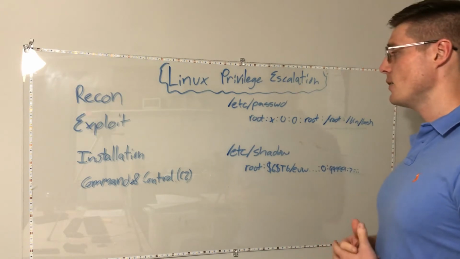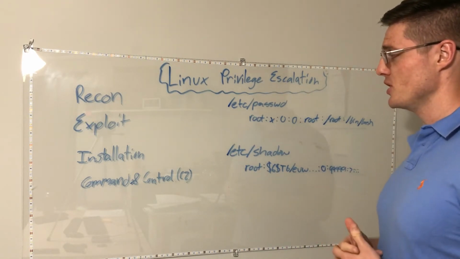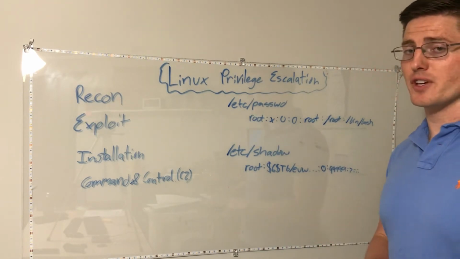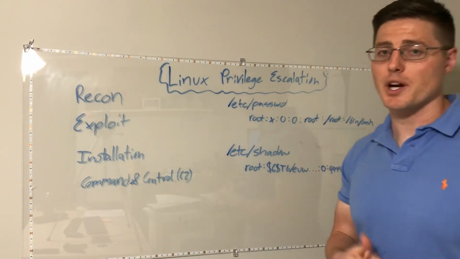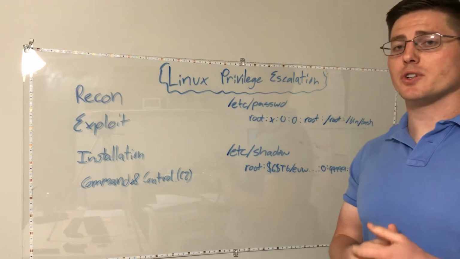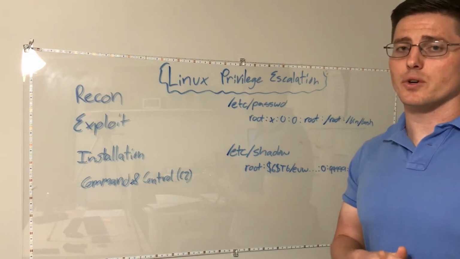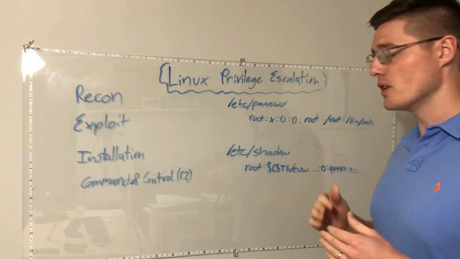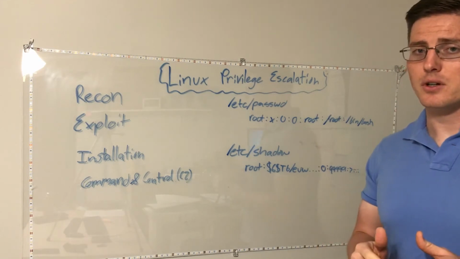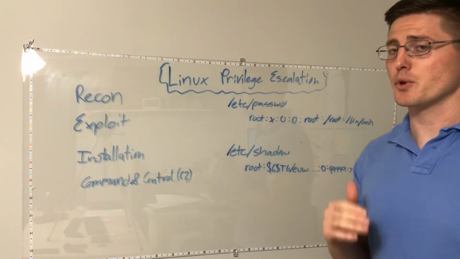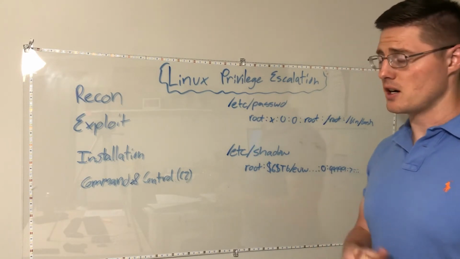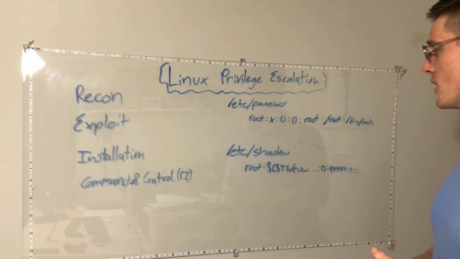So in this scenario, within Linux machines, there are 2 files that are of interest. The first file is the password file. That's where all users and services are stored. So each line corresponds to a user or to a service. The first line is usually associated with root because it has a user ID of 0.